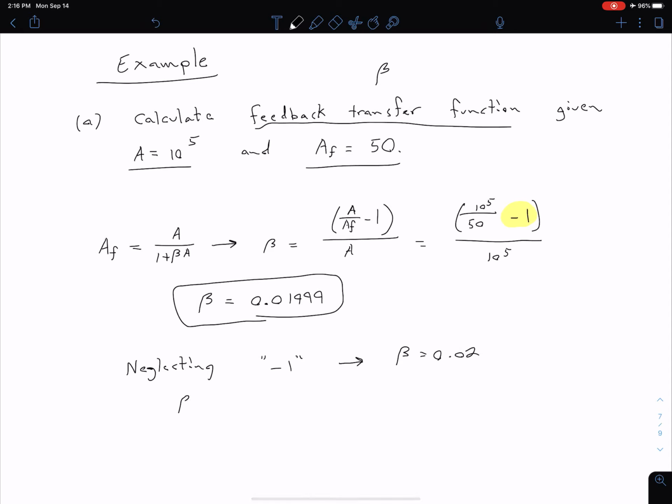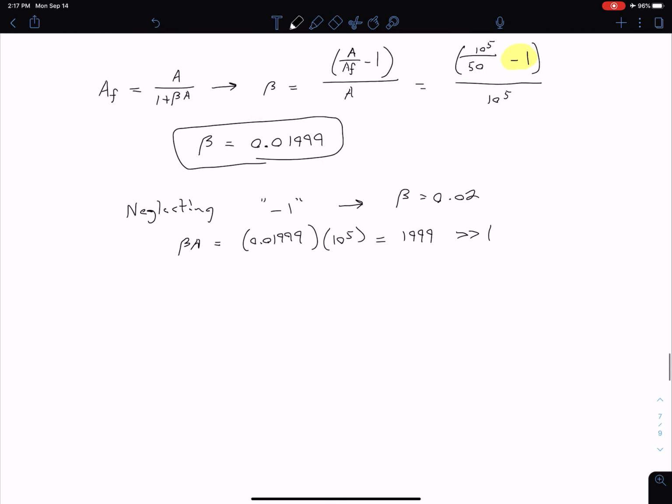Alternatively, we could have also said, well, beta A is equal to 0.01999 times 10 to the fifth, and we see that's equal to 1,999, and we can say, well, that's a lot bigger than 1, so we could use that approximate equation, A_F equals 1 over beta. Again, it depends on the situation as far as whether you want more detail or whether you want to save calculation time and get a first order approximation. Okay, so hopefully that's pretty straightforward.